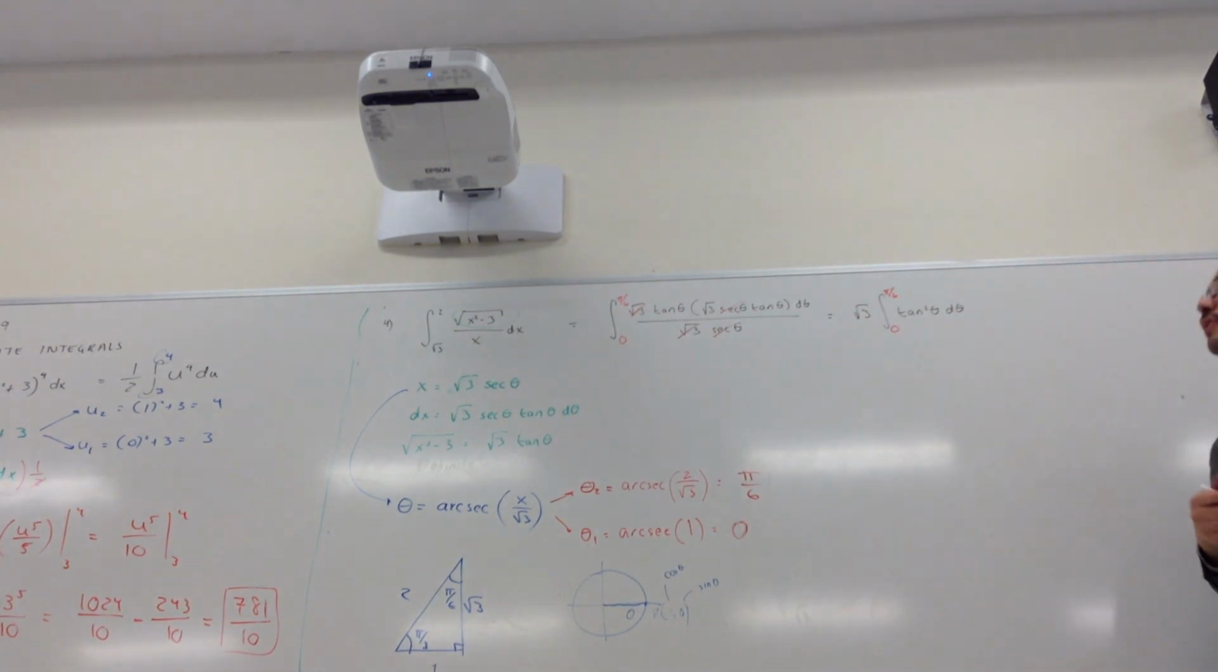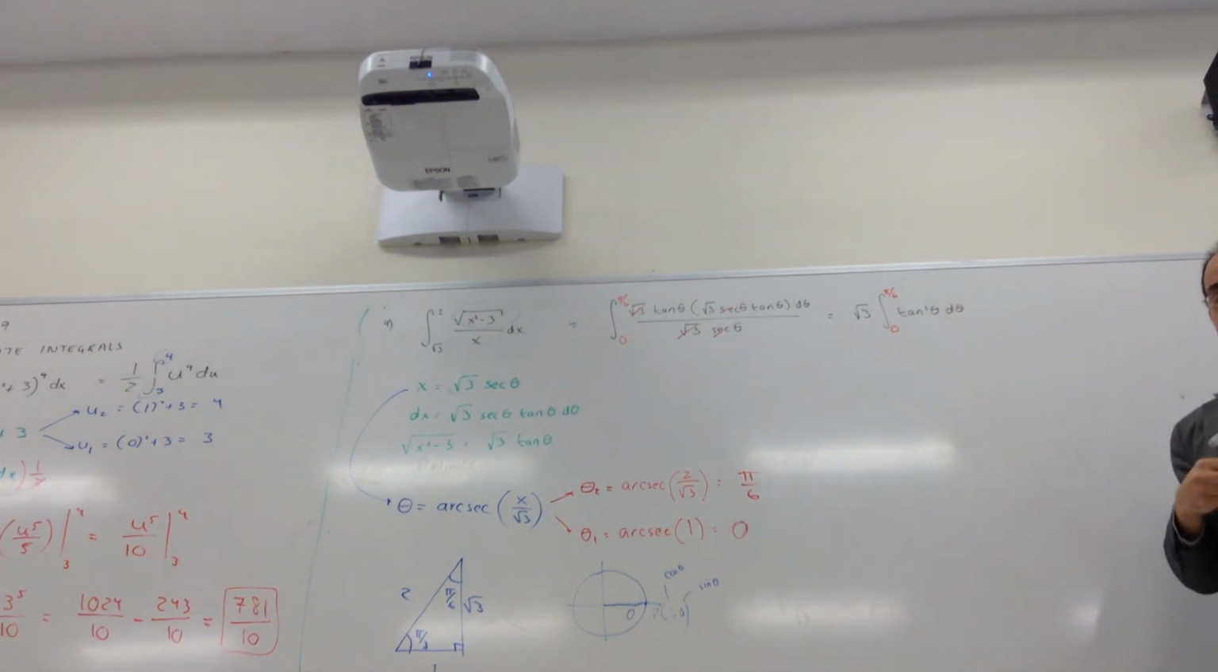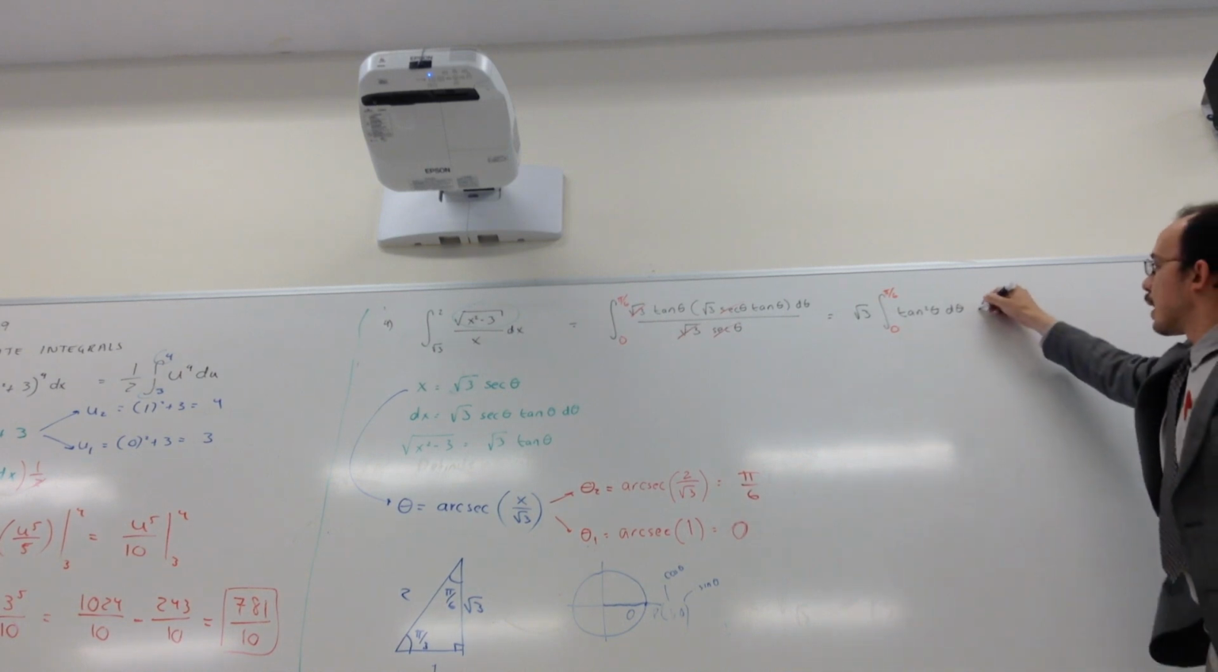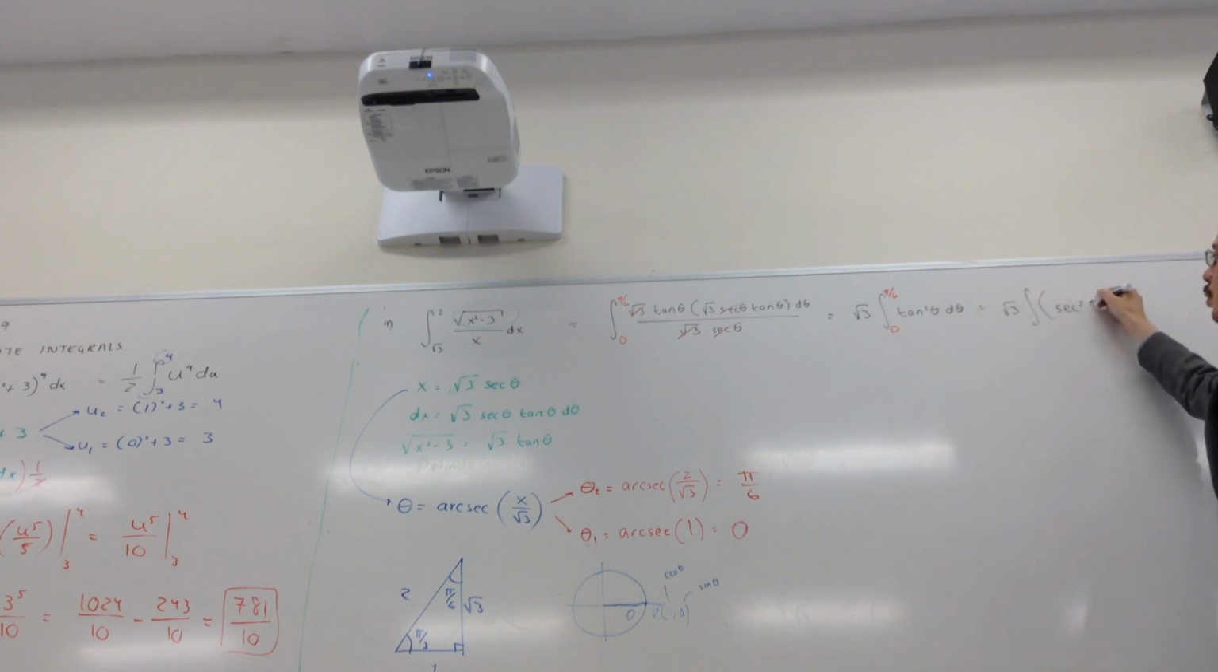Okay, so those are my new limits. So I need to integrate this one. What do I do to integrate tangent square? There's no direct integral, so I need to do something else. You separate, yeah. Square root of 3 times the integral of secant square of theta minus 1 d theta. Okay, so this is from 0 to pi over 6.